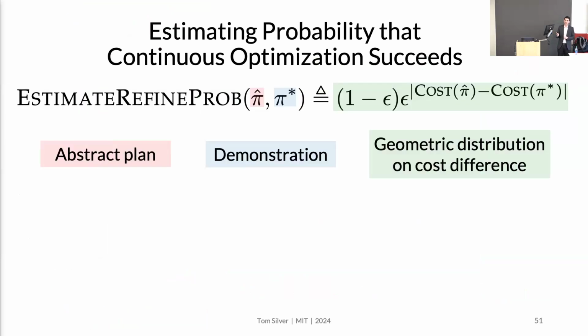And so what we really need to do is somehow use the demonstrations to estimate the probability that, if we did run the full continuous optimization, doing so would succeed. And it turns out we can do this in a very simple way that just looks at the cost of the abstract plan versus the cost of the demonstration. When I say cost here, I just mean the number of steps in each of those abstract plans or demonstrations. And in this geometric distribution, there's a higher probability of us being able to successfully do continuous optimization if the cost of the abstract plan is similar to the cost of the demonstration. So this is just looking at the cost.